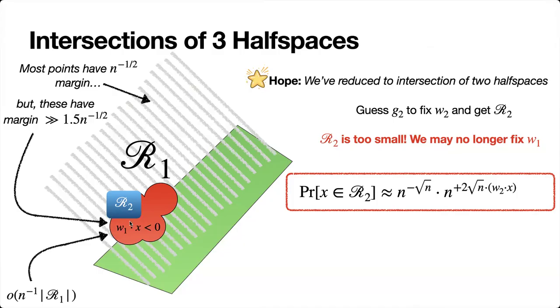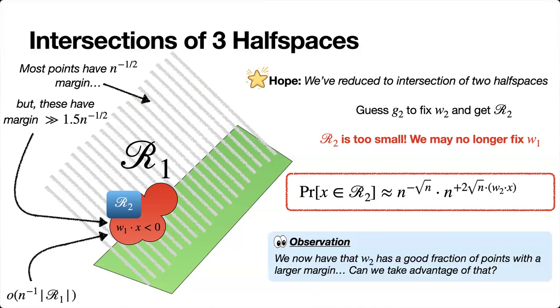But maybe points in this red region have margin 1.5 over square root n, right? Then that would make them appear with probability n to the minus root n times n cubed, because, again, the root n's cancel, and I have 1.5 times 2 here. So these points will appear with n cubed times the probability, with n times the probability of the points in the gray region. And that'll roughly cancel out this size effect, the fact that it's a smaller set of points, right? And so for this reason, we may have that in the second region, W1 is almost always positive, but W2 could be both positive and negative, and that's a problem for us.